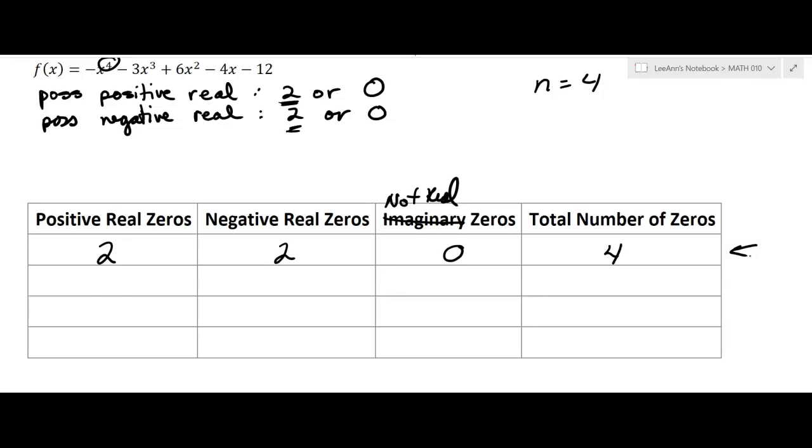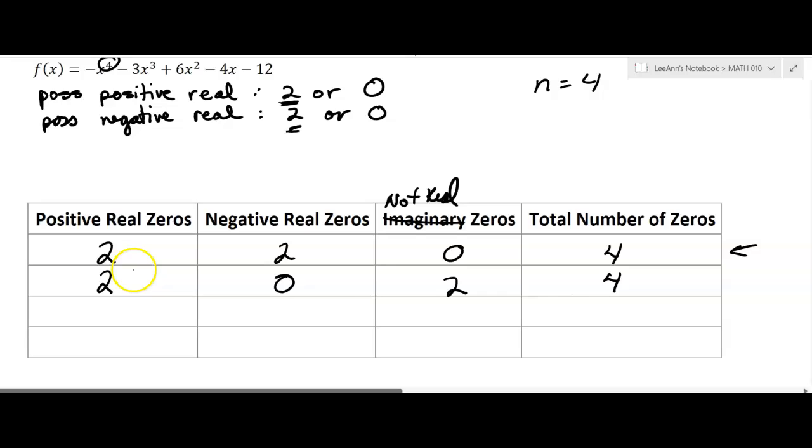Okay, let's say you have 2 positive real zeros, but you don't have any negative real zeros. Then you'd have 2 not real zeros. And you have to have those not real zeros, or complex zeros, in pairs because you have to have the conjugates, right? So you have to have 2 of them. That would give you a total of 4 zeros. All right, those are the possibilities if you have 2 positive real zeros.